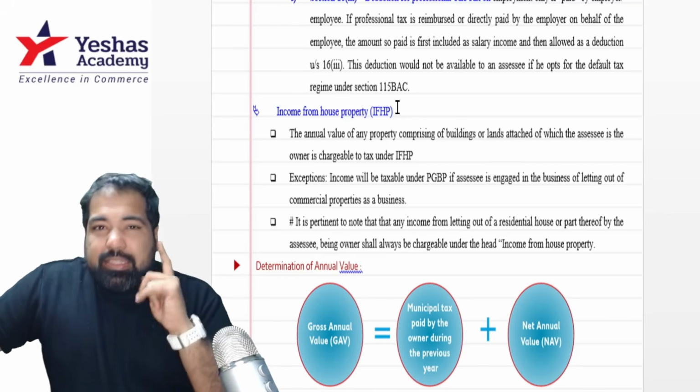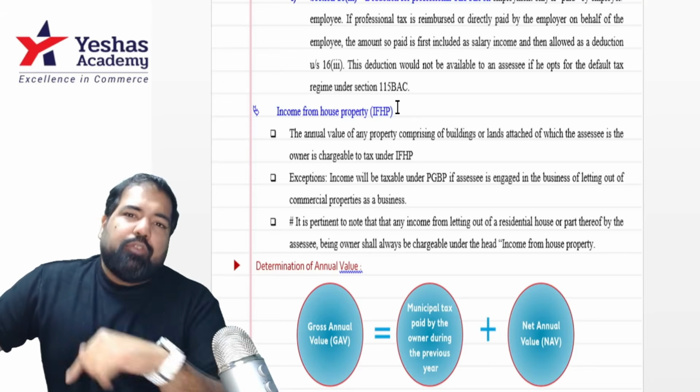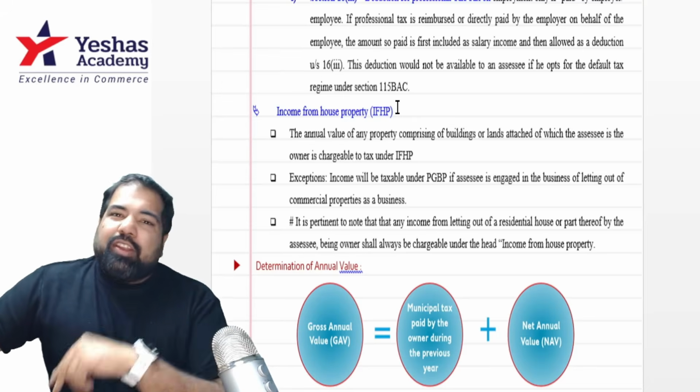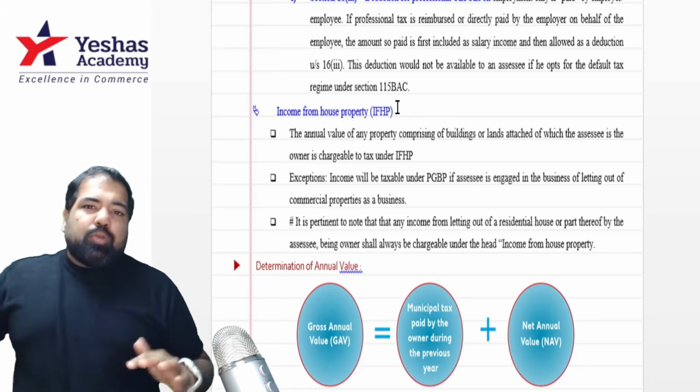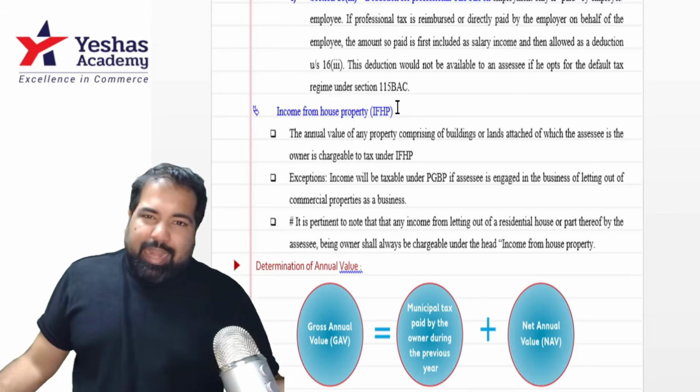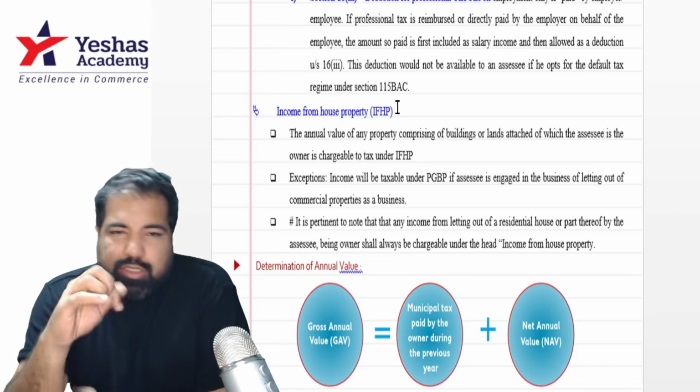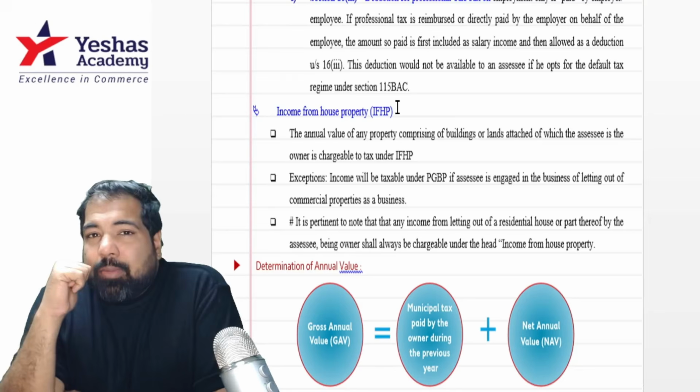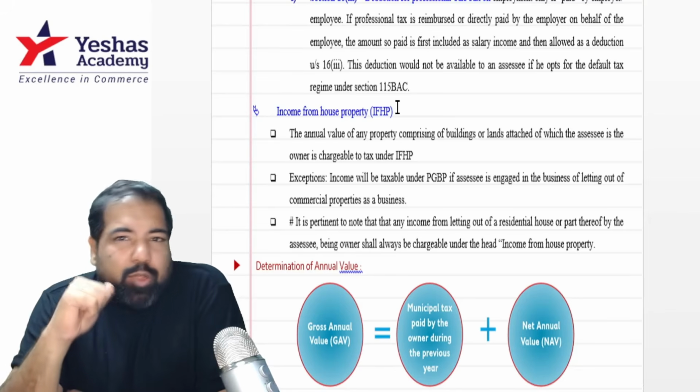The government's third golden rule: if you are offering income to the government, they give you a return and they give you deductions. So in house property, you are offering rent as a taxable income. So the government gives you 3 deductions. First, municipal tax, but only when you pay. If it's not paid, you won't get the deduction.